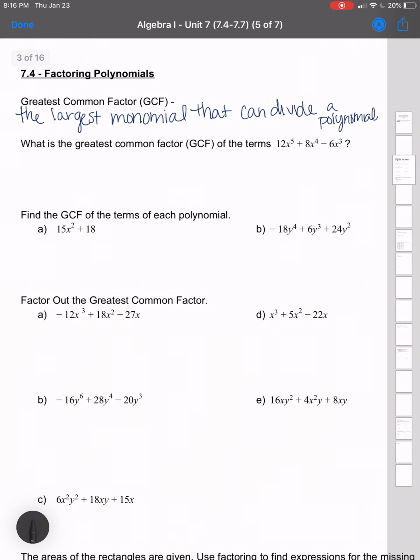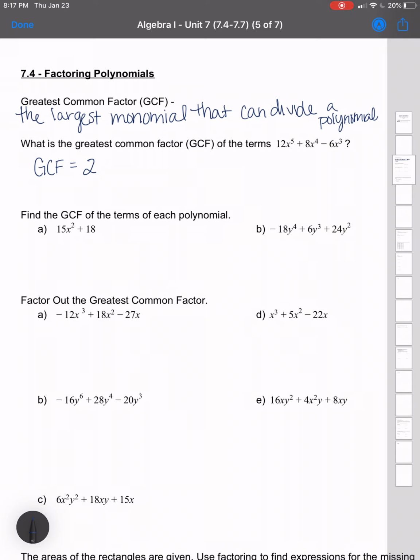So, if we look at this example, what is the greatest common factor of the terms 12x to the fifth, 8x to the fourth, minus 6x cubed? We're looking for the largest number that can divide 12, 8, and 6. If they're all even, so that's pretty easy, our greatest common factor is going to be 2.